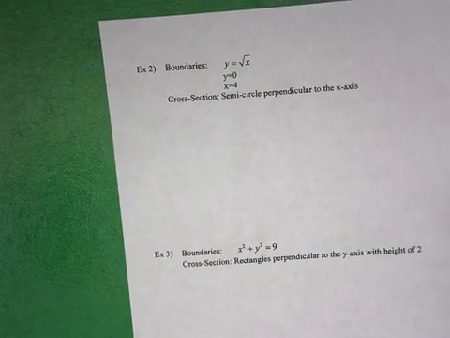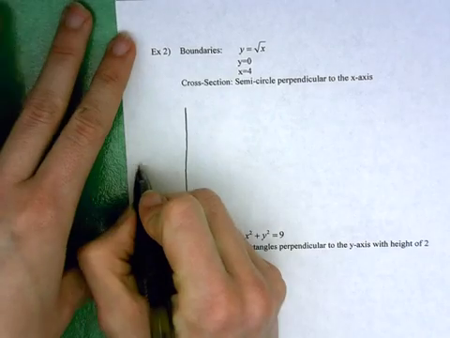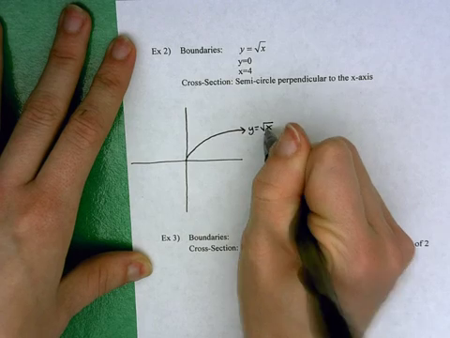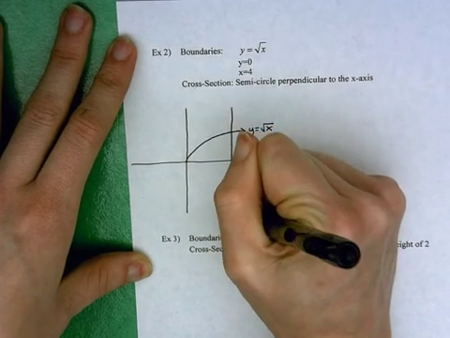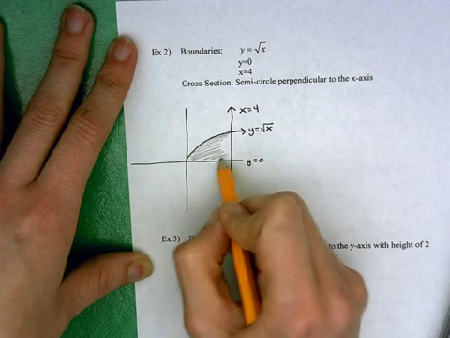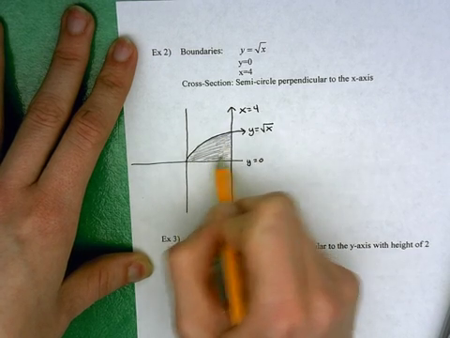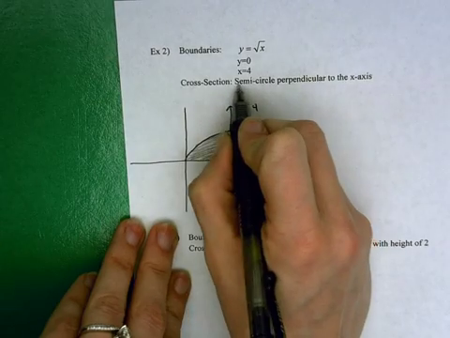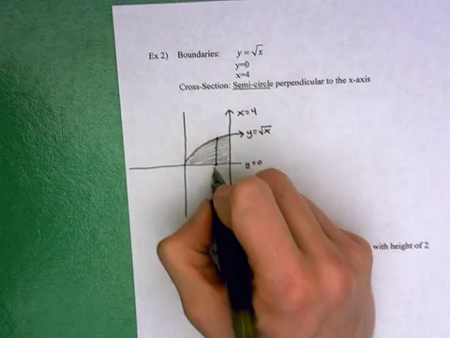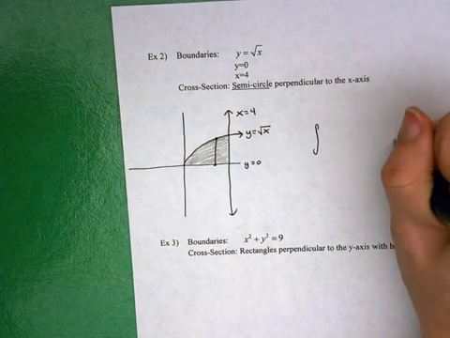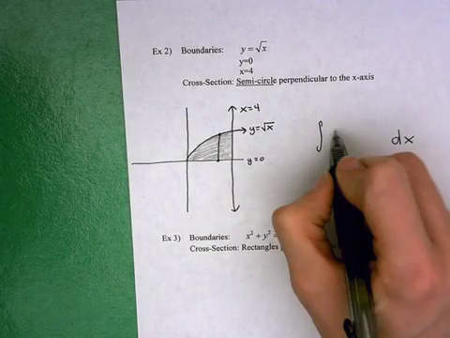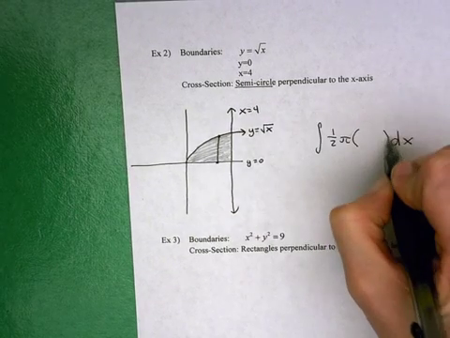Okay. Number 2, we have our boundaries y equals root x, y equals 0, and x equals 4. There's y equals root x, y equals 0, and x equals 4. Okay. In this particular case, we're doing semicircles perpendicular to the x-axis. So I'm going to go ahead and draw in the base of my semicircle there. Perpendicular to the x-axis. We're going to be doing it in terms of dx, the integral that is. And then the area formula for a semicircle is 1/2 pi r squared.